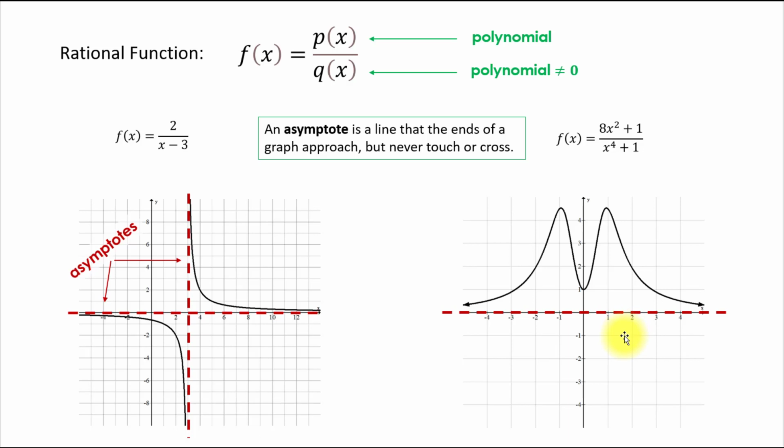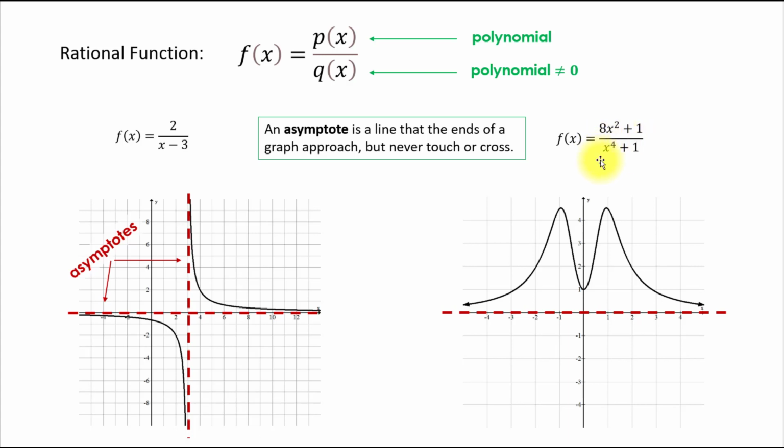Now the second graph doesn't have any vertical asymptotes. Well, let's look at its denominator. Can this denominator ever equal 0? No. x to the 4th power will always be something positive, or 0 if we plug in 0 for x, but then we add 1.